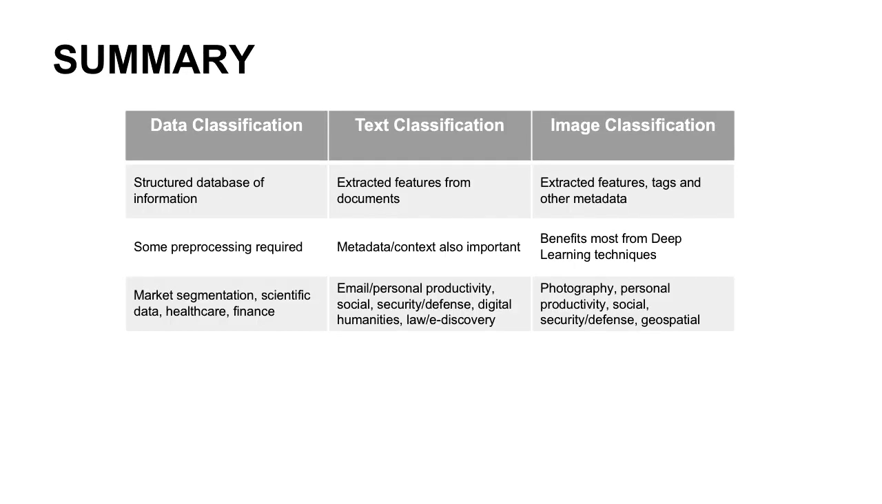Wrapping up, data, text, imaging, same as with clustering. These are sort of an order of complexity. It's relatively easy, more or less, to do clustering or classification on structured data. Text is a little bit harder. We have to do some pre-processing and extraction. Images have traditionally been the hardest and therefore benefit the most from deep learning.